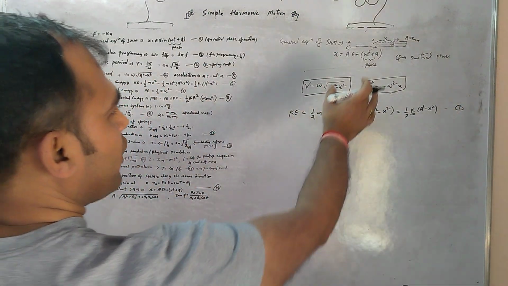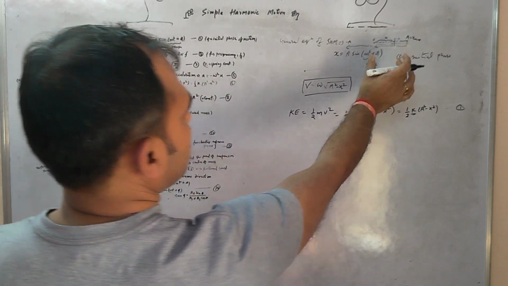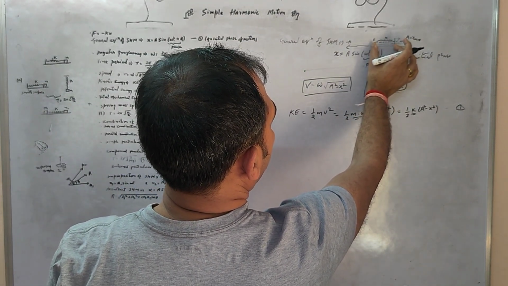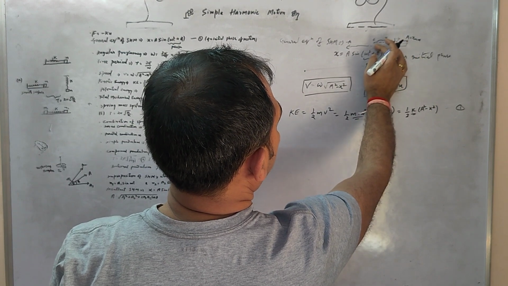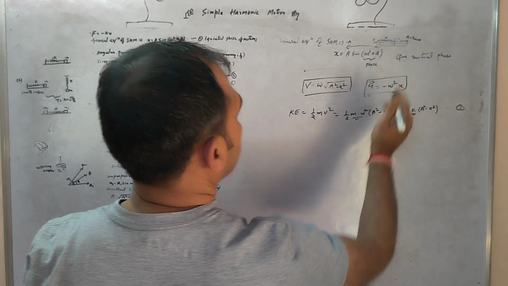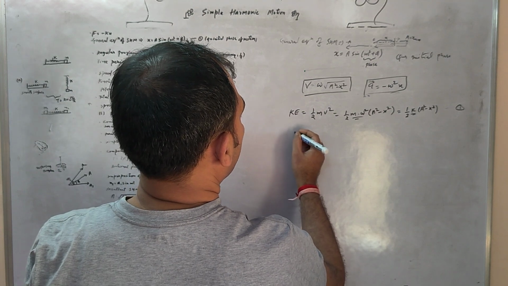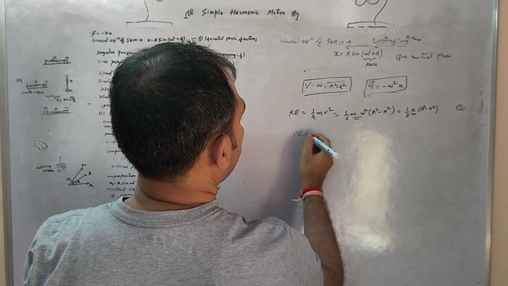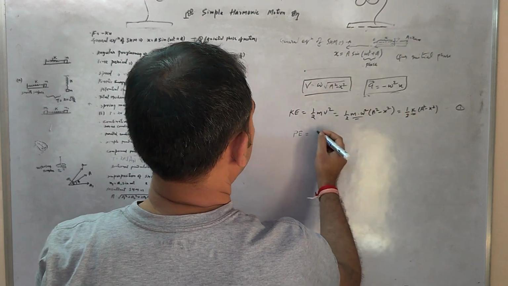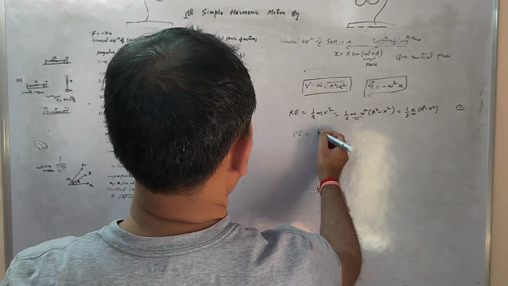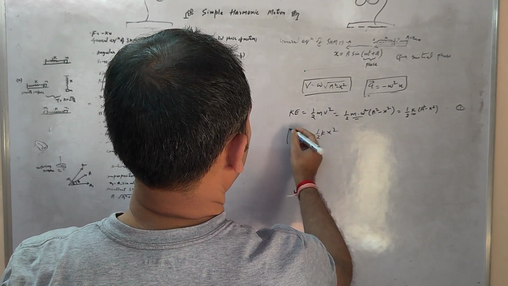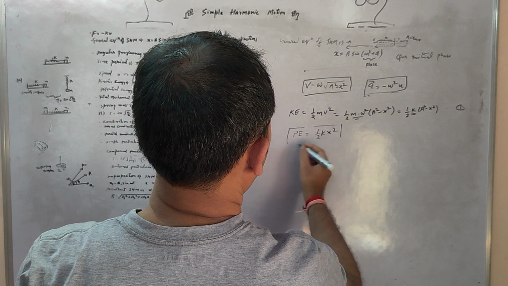And what will be the potential energy? See, there will be work done to bring the particle from this central position to x. So the potential energy at any general point x will be half k x square. This you will have to remember.